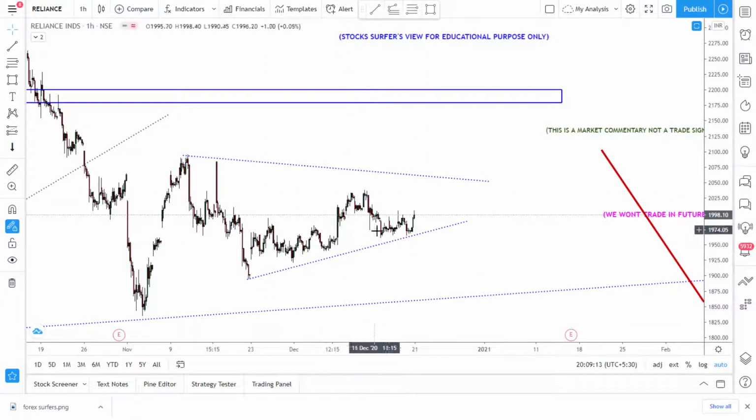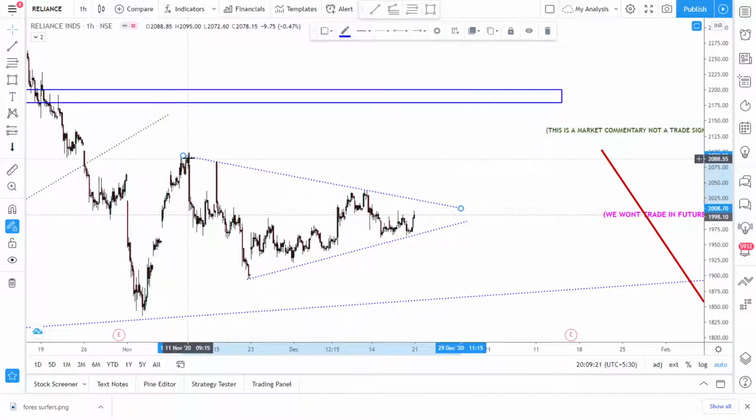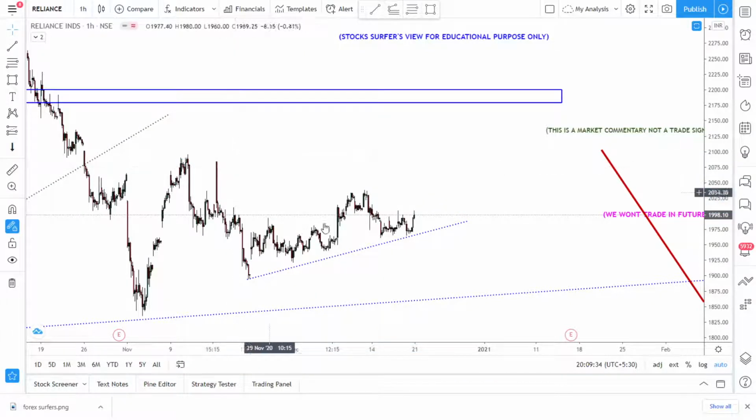A, B, C, A, B, C, B, and C. And then what will happen? A, B, C, D, E. Otherwise, A, B, C, so D can go above this, and then E, and then shift. So it could be a triangle also. So here, as we expected, Raymond, a triangle, but it did the regular flat.